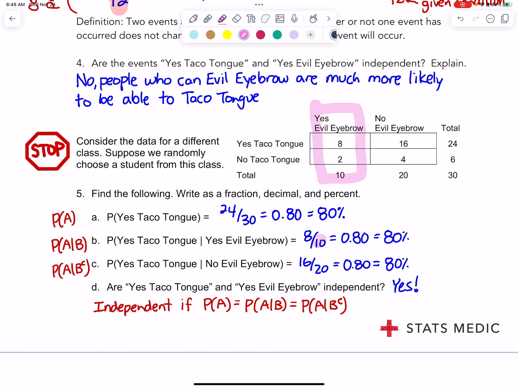The next one, no evil eyebrow. So that's going to be this one, given. Again, remember, that's the given. So that's what I'm going to be looking at. And then the next one, are they independent? If they're the same, they're independent, okay? So we're saying if the probability of A is equal to the probability of A given B, and it's equal to the probability of A given not B, then yes, we say they're independent.